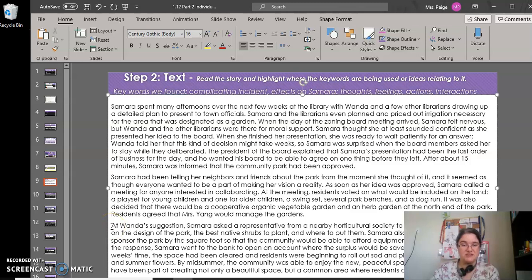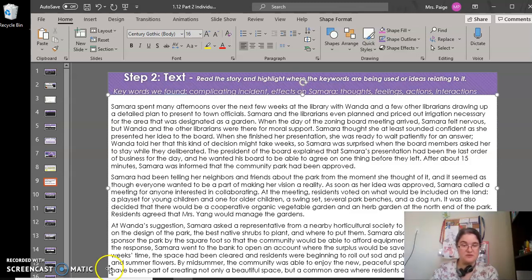At Wanda's suggestion, Samara asked a representative from a nearby horticultural society to come and advise the group on the design of the park, the best native shrubs to plant, and where to put them. Samara also asked local businesses to sponsor the park by the square foot, so that the community would be able to afford equipment and plants. Surprised by the response, Samara went to the bank to open an account where the surplus would be saved for the next spring. In a few weeks' time, the space had been cleared, and residents were beginning to roll out sod and plant small vegetable plants and summer flowers. By midsummer, the community was able to enjoy the new peaceful space.